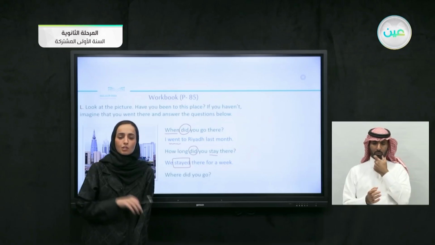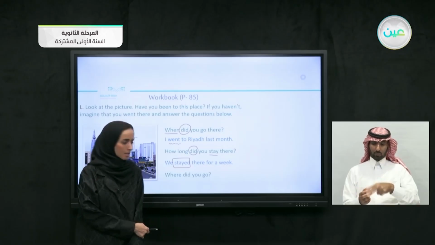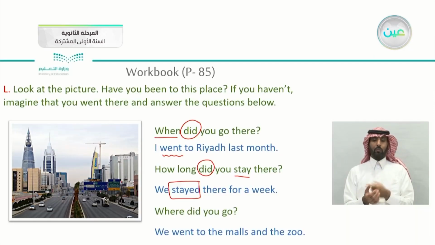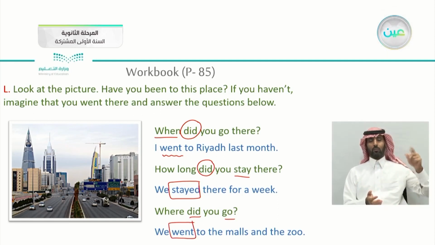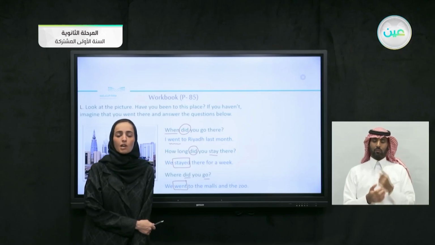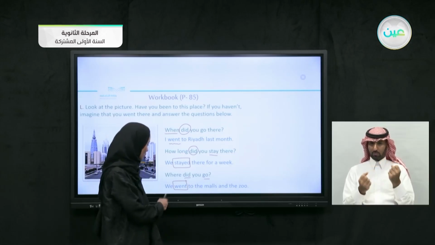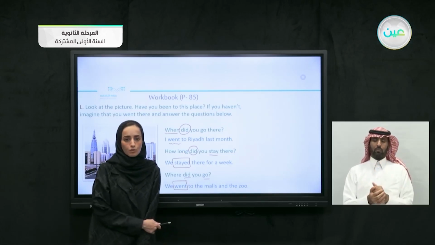Then, where did you go? The places that you visited. Can you name any place? We will say we went to the malls and to the zoo. So did and go, and here we will say went. Where did you go? I went to visit relatives. I went to the mall. I went to the movies. You can come up with your own. The most important thing is to use the simple past tense of the verb.